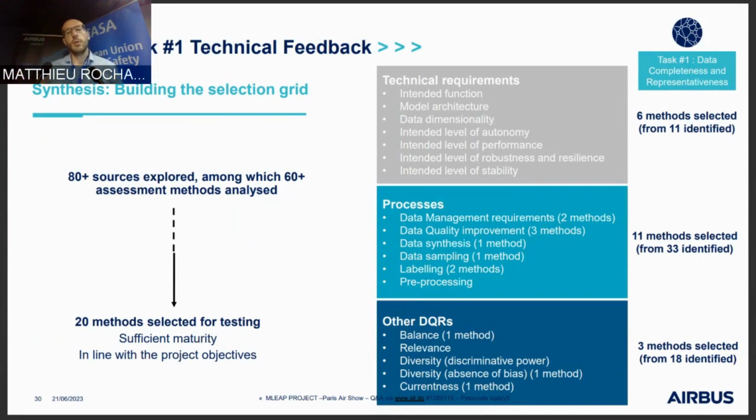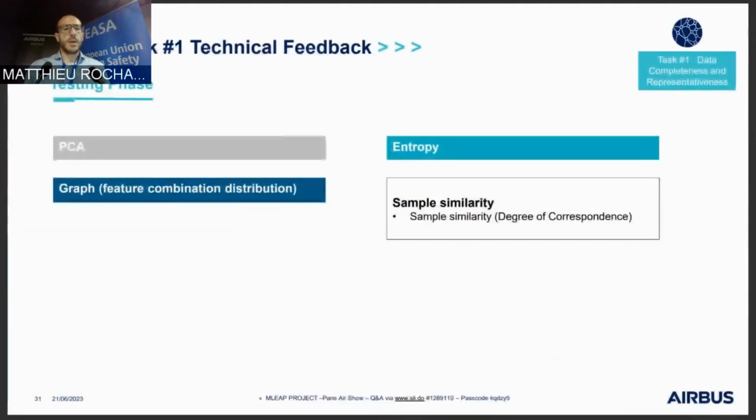So basically, can you assess completeness or representativeness quite clearly with this method? So moving on to the testing phase, we worked on 4 main approaches. The first one is PCA. So PCA is principal component analysis. It's a very classical dimension reduction technique that gave interesting results for the moment.